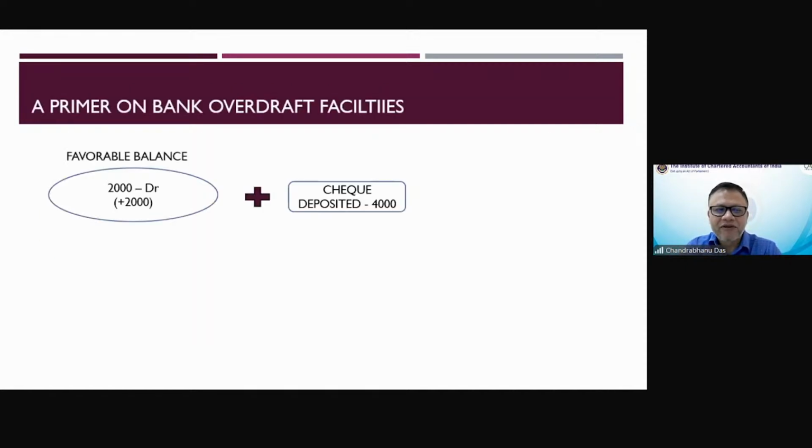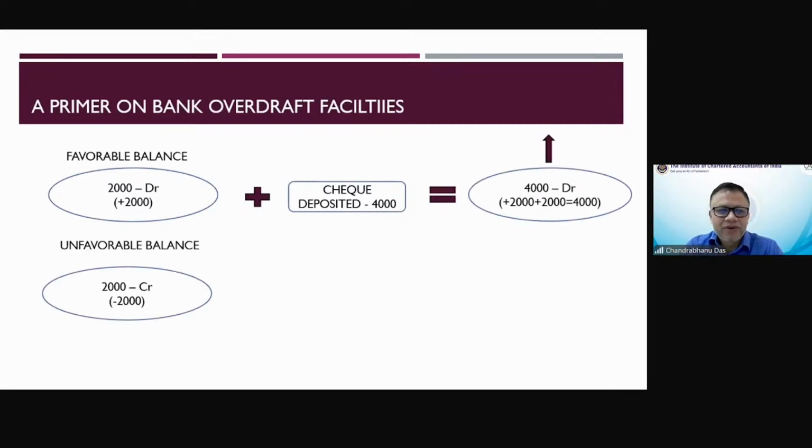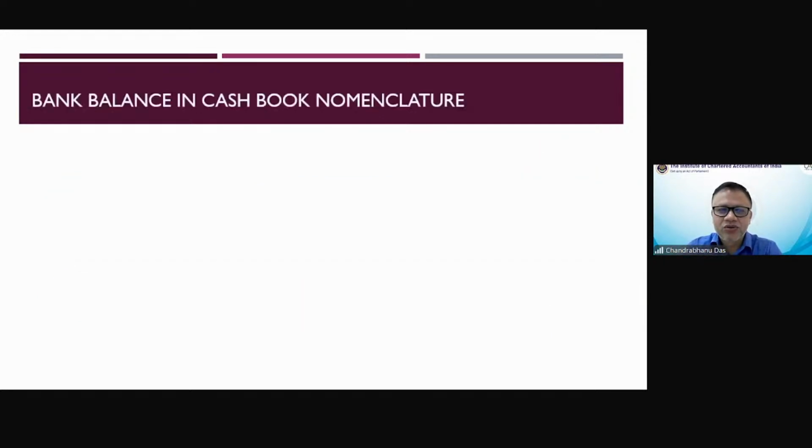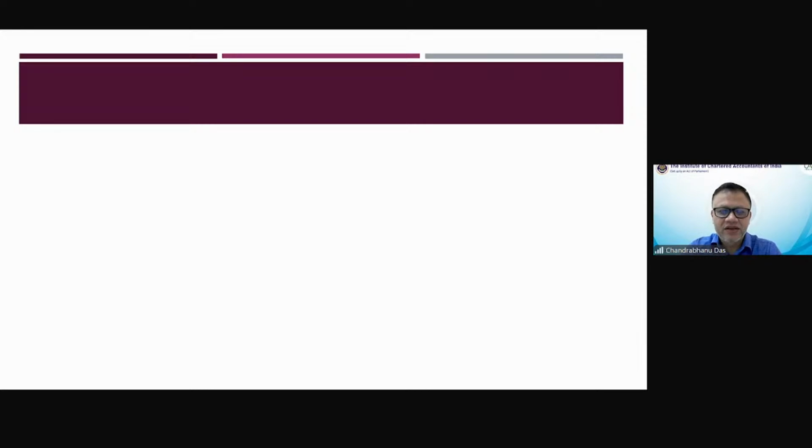So if you have a favorable balance of 2,000 debit and checks deposited of 4,000, definitely your balance will increase. But if you have an unfavorable balance of 2,000 credit, which means minus 2,000, and you deposit a check of 1,000, then what will happen? Minus 2,000 plus 1,000 becomes 1,000 credit. That means the unfavorable balance decreases.